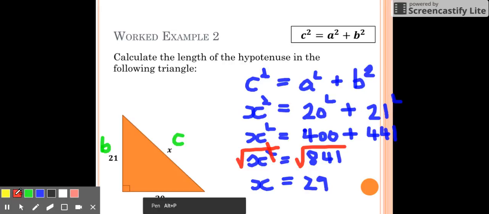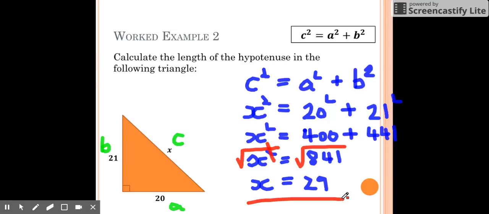There's no units, so I don't need to worry about that. I just underline my work to say that it's finished, and I've calculated the answer to this equation.